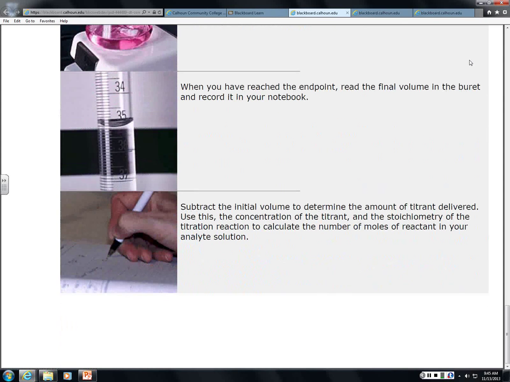The last thing we have to do is record the endpoint to 2 decimal places. Once we had the color change, we record the final volume, then we subtract the initial volume to give us the total volume. From this volume, we can do calculations, so that's what we're going to do next.